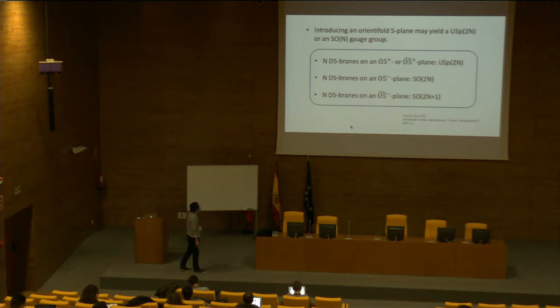Now if we introduce an orientifold 5-plane, it is also possible to realize other gauge groups like USp(2N) and SO(N) gauge groups. For example, if we put D5 lines on an O5+ or O5~+, then the gauge group will be USp(2N). If we put D5 on an O5-, we have SO(2N). And if we put D5 on an O5~-, we will have an SO(2N+1) gauge group.